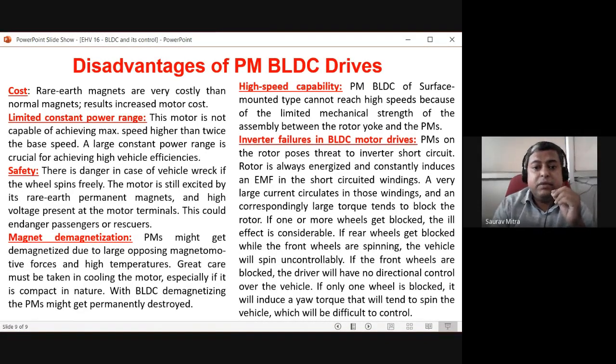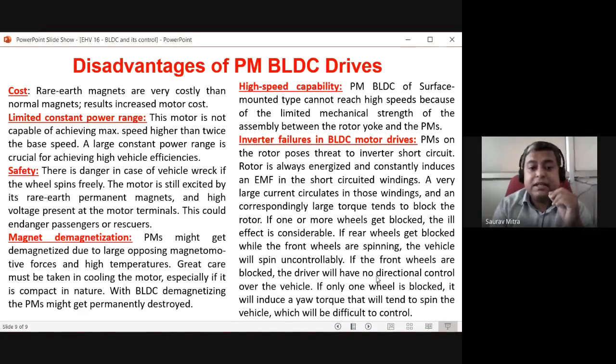And here the very important things are written. If one or more wheels get blocked, the ill effect is considerable. If the rear wheels get blocked, the front wheels are spinning. So because of inverter failure, the back wheel got locked, but the front wheel is still spinning. What happens if the rear wheel gets blocked while the front wheels are still spinning? The vehicle will spin uncontrollably. That means it will cause a very big accident. Likewise, if the rear wheels get blocked while the front wheels are spinning, the vehicle will spin uncontrollably.